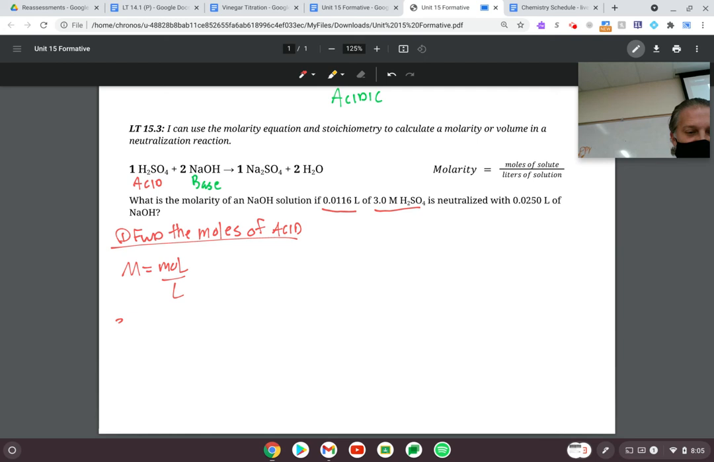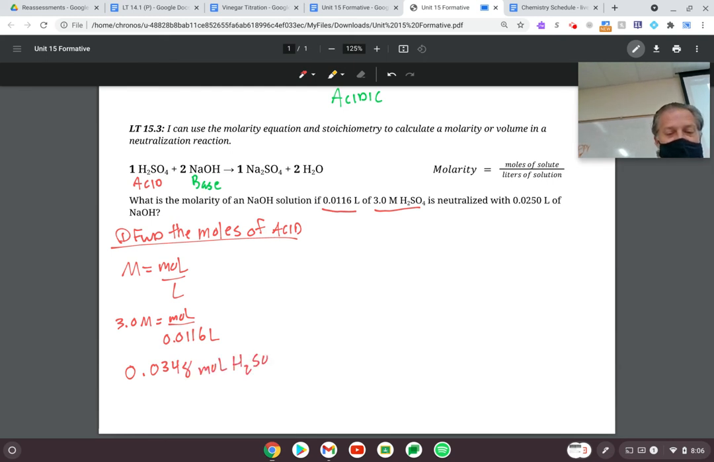So I'm going to take 3.0 molar. I'm going to be looking for moles, and I'm going to take these 0.0116 liters. I'm then going to go ahead and solve for moles. In this case, I'm going to be multiplying both sides by 0.0116. And I get the number of moles to be something like 0.0348 moles of H2SO4.